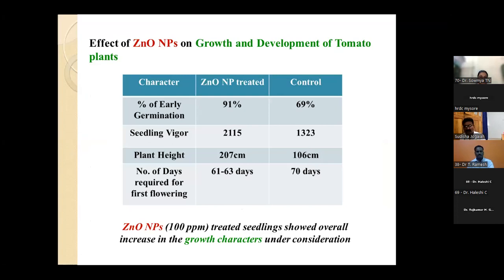That means not only the flowering period, but comparatively the yield has also been enhanced in the treated one compared to the control. So the lesser the time, the more the yield. That's what we need in the sustainable development program, and that is what we are working on.